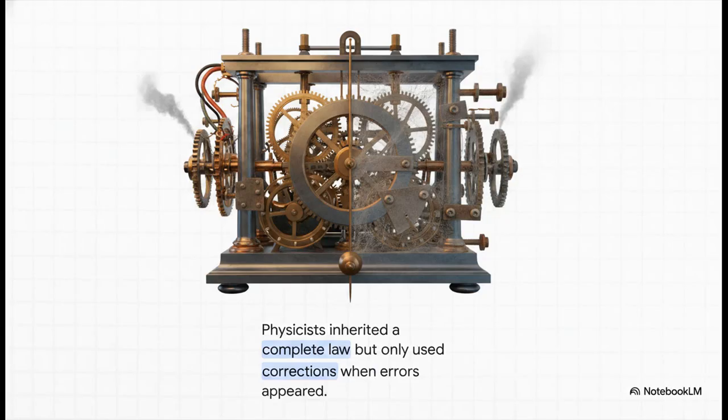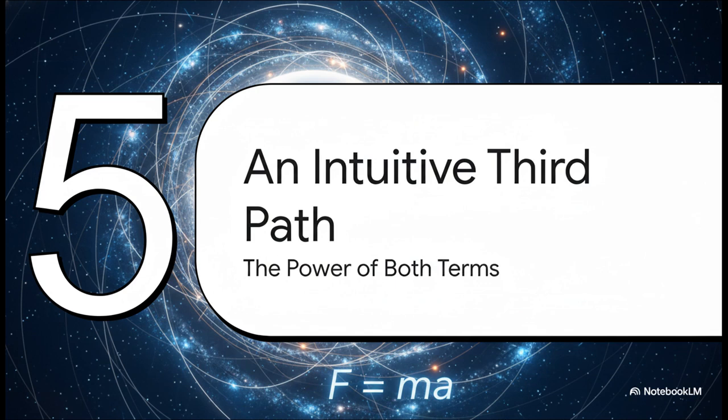But the book's core argument is that both of these approaches kind of miss the point. Physicists inherited this beautiful, complete two-term law, but for historical reasons, they only used one term. And when that one term started to fail at high speeds, instead of going back to the original law they already had, they chose to patch it with these external relativistic interventions. And that brings us to the book's elegant solution, an intuitive third path that says, hey, what if we just use the full power of the equation Newton gave us in the first place?